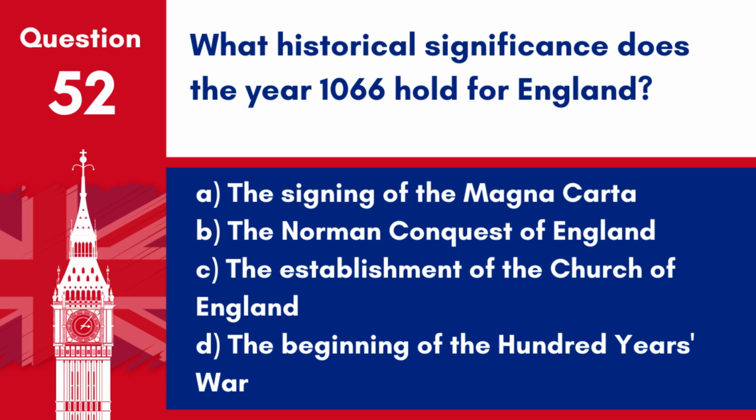Question 52. What historical significance does the year 1066 hold for England? A. The signing of the Magna Carta. B. The Norman conquest of England. C. The establishment of the Church of England. D. The beginning of the 100 Years' War. Answer: B. The year 1066 is significant for the Norman conquest of England, marked by the Battle of Hastings, where William the Conqueror defeated King Harold II.